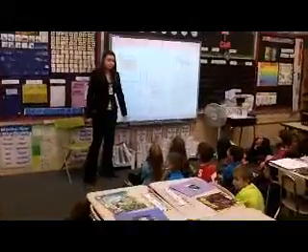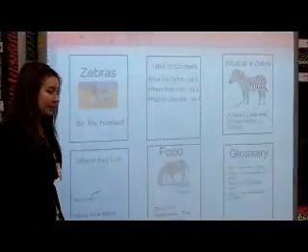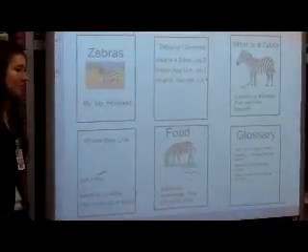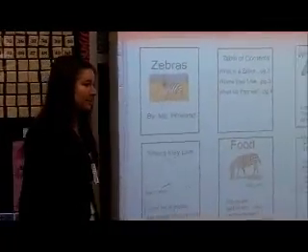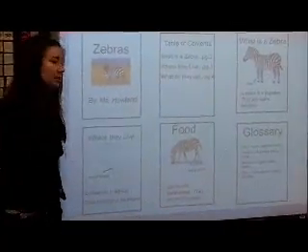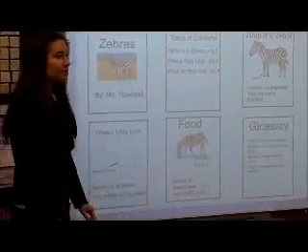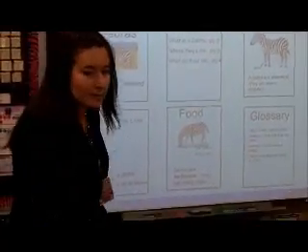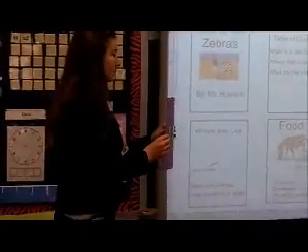You all chose different animals that you wanted to learn about, and you each got a book. And yesterday we started to make a graphic organizer of different information about our animal. So today we're going to put that information in a book. So you're going to start out, everybody on your table, or on your desk, you're going to get a book.